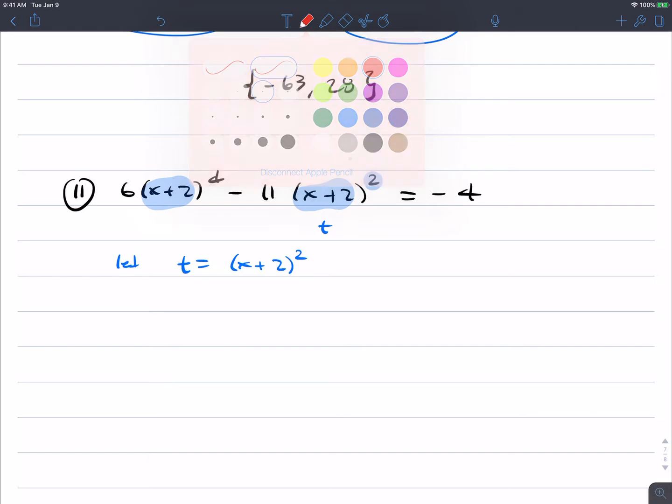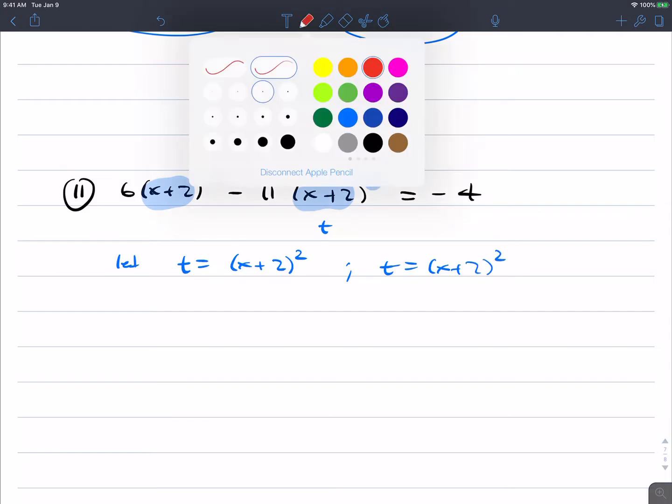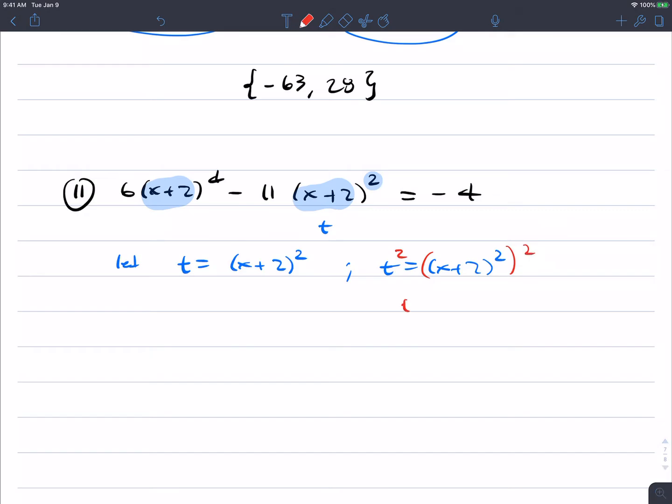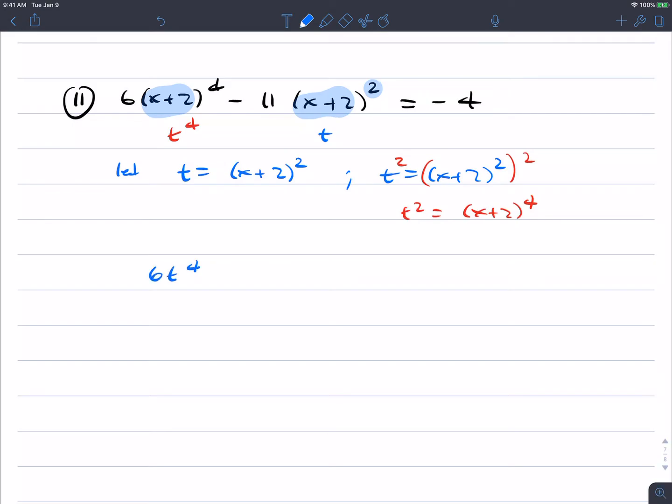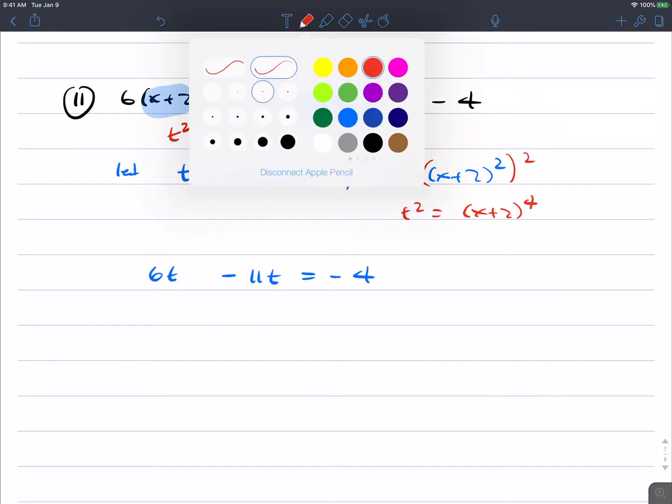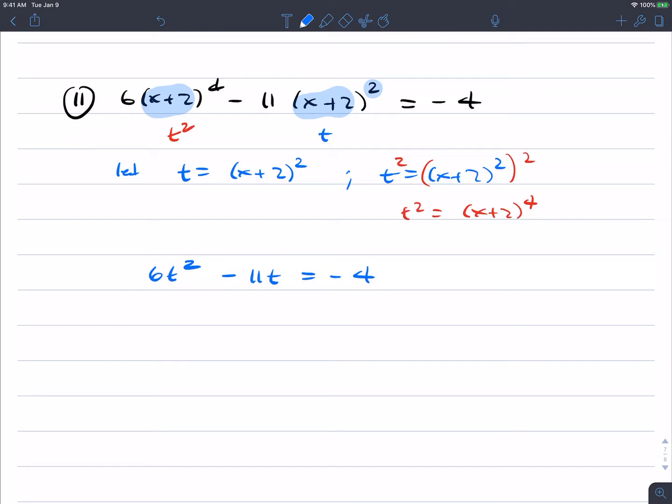And by squaring both sides now, we get t squared is (x plus 2) to the 4th. So this becomes t squared. I apologize, I misspoke earlier. So we end up here with 6t squared minus 11t equals negative 4.